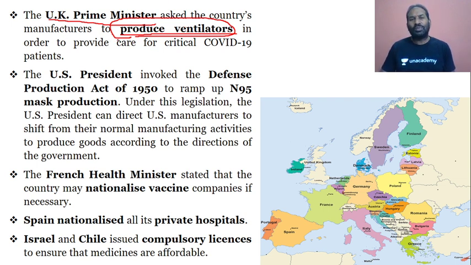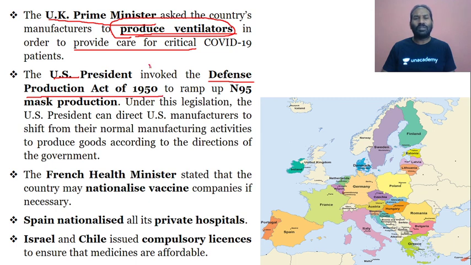And UK is asking the country to produce ventilators, because they are in shortage, and they are required for the critical care of COVID-19 patients. And if you look at the US, the US president has invoked, this is very very important again, an act itself. The way India has invoked the Epidemic Diseases Act, Essential Commodities Act, Section 144 of IPC, CRPC, Criminal Procedure Code, National Disaster Management Act, various acts, the same way US has also invoked the Defense Production Act of 1950.